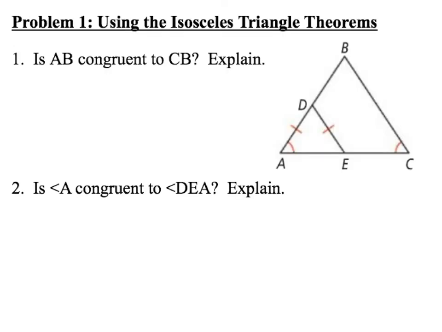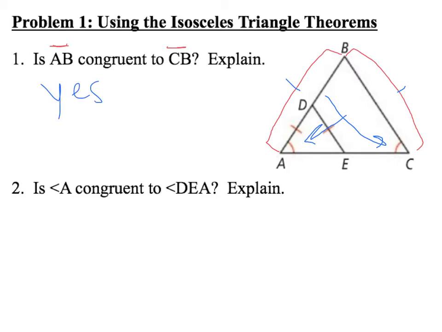So now it says, is AB congruent to CB? If I look at my picture here, these are the two side lengths I'm looking for. Well, if I'm looking for side lengths, I should see if the opposite angles are congruent. If I look at the picture, my opposite angle has one arc, and this opposite angle has one arc. So yes, they are congruent because opposite angles are congruent.